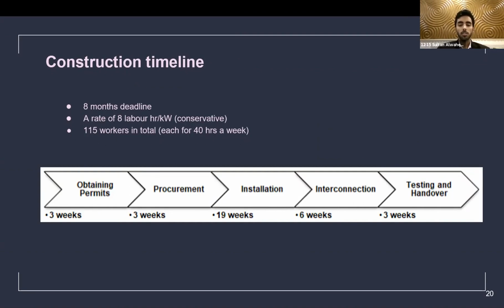When we considered the system size of 7.9 megawatts, we found that 115 workers are needed in total, each working 40 hours a week to construct the system within the specified deadline of 8 months. And the overall breakdown can be seen on the screen.